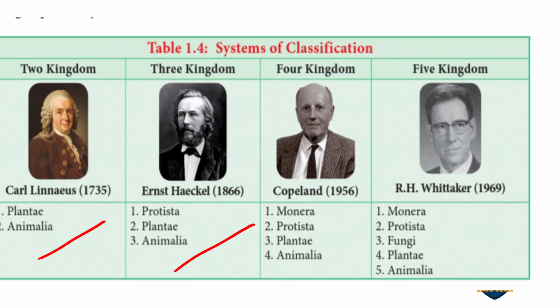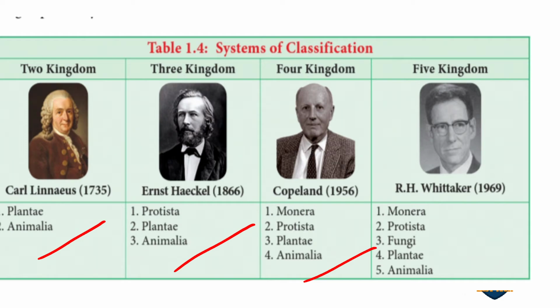And Copeland in 1956 divided into four kingdoms: Monera, Protista, Plantae, Animalia. Monera, mono means single. Single-celled organisms, that is bacteria, virus, blue-green algae, all come under Monera. And Protista has eukaryotic single-celled organisms. They have a true nucleus, but single-celled organisms are kept in the Protista.